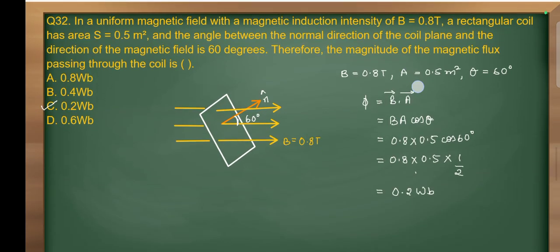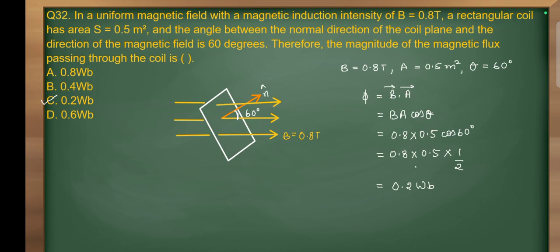Question number 32. In a straight uniform field with a magnetic induction of B equal to 0.8 Tesla, a rectangular coil has an area S equal to 0.5 meter square. An angle between normal direction of coil plane and the direction of magnetic field is 60 degree. Therefore, the magnitude of magnetic flux passing through the coil is?